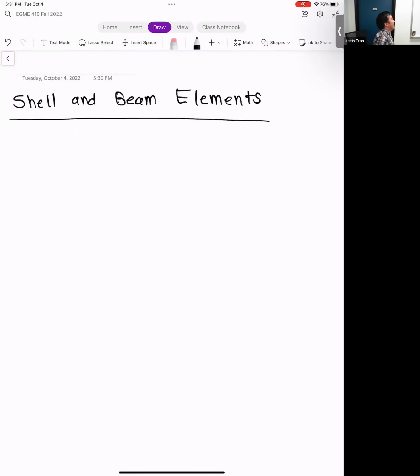So the plan for today is that we're going to talk about shell and beam elements. Last week, we spent the entire week talking about all the solid elements, the tetrahedrons, hexahedrons, element order and all that. Today, we're going to talk about special elements, and we're going to implement that in the activity on Thursday.